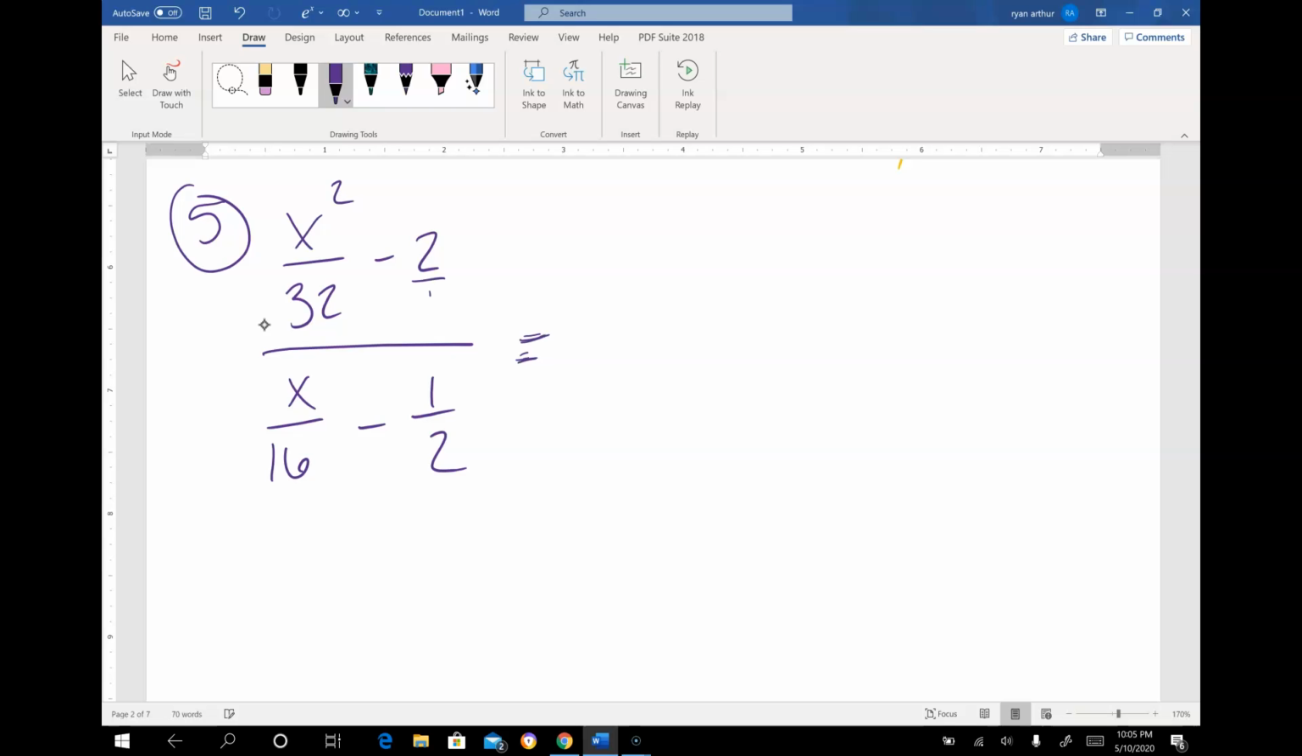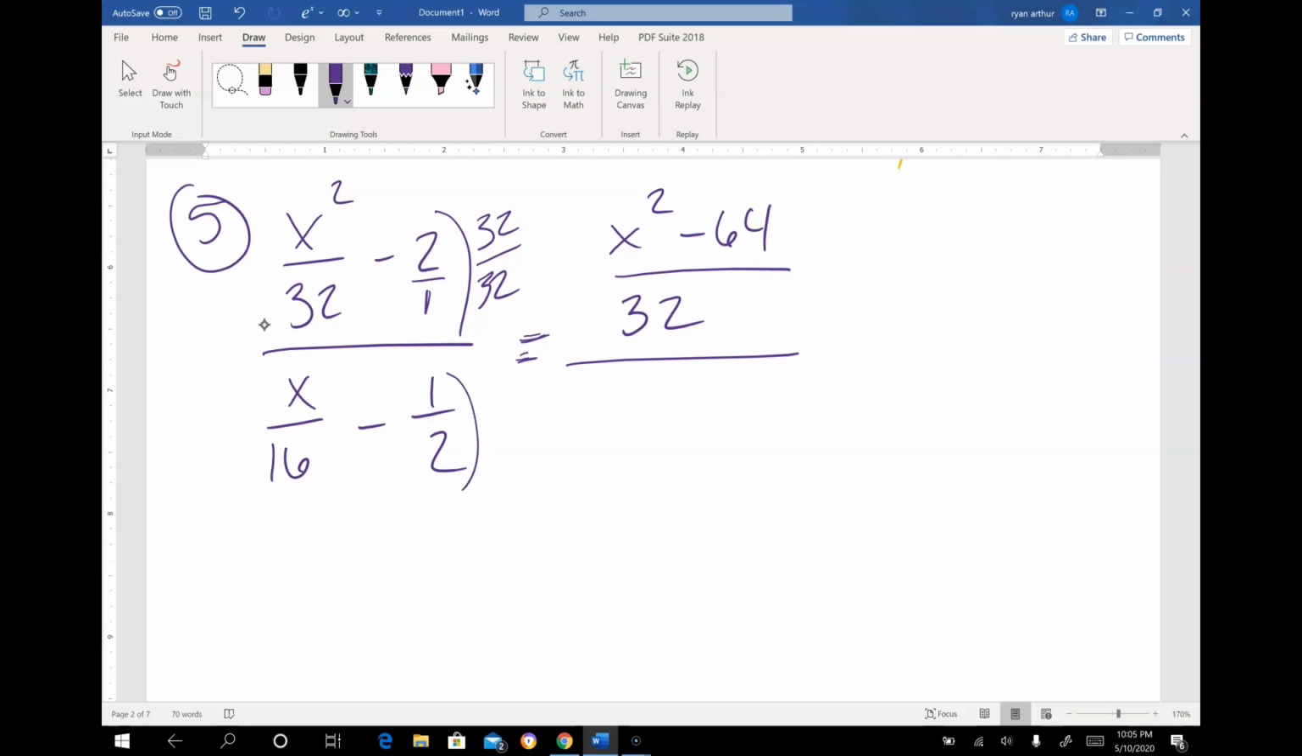So 2 is really over 1. 32 can't go into 1, but 1 can go into 32 32 times, so you can multiply this side by 32, right? You get x squared minus 64 over 32, all over this one. 16 can't go into 2, but 2 can be made to look like 16 by multiplying by 8. And you'll get 8x minus 8 over 16.